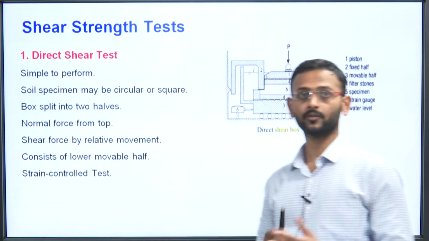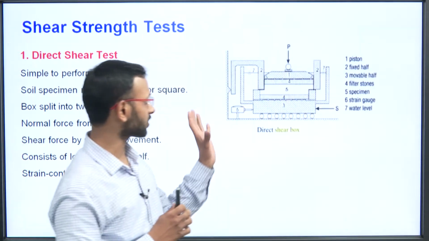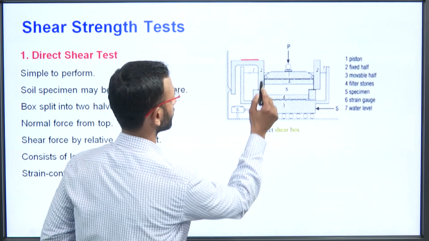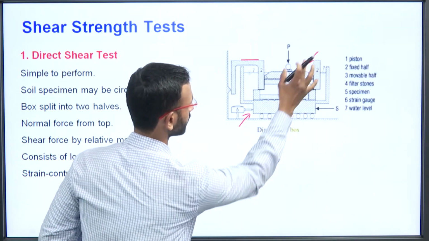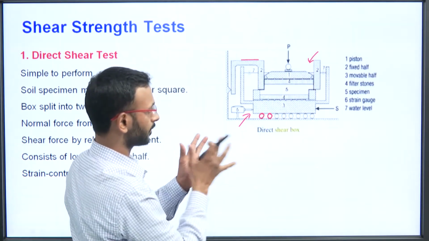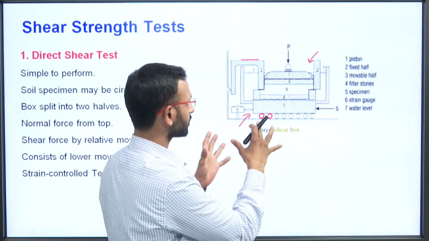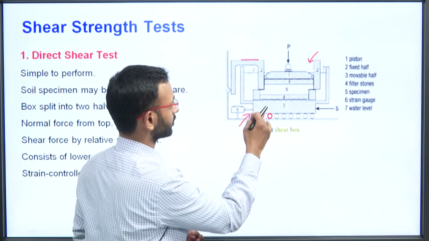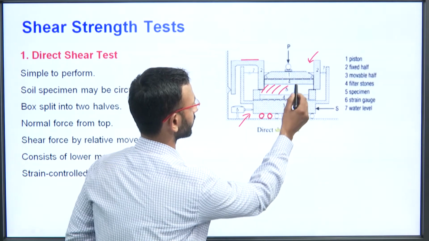Now for the very first one, the direct shear test, there is a shear box, which is this box here, this entire setup. This upper part is fixed, and the lower part is movable, because there are wheels by which it can simply move. So this shear box is a setup wherein you have two chambers, two boxes. The soil is placed in here.